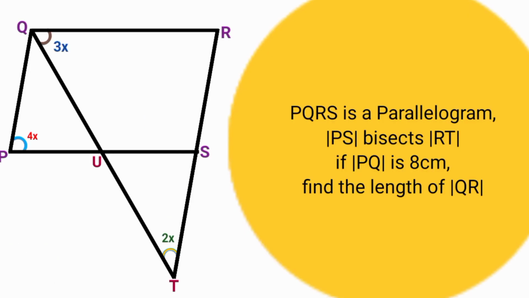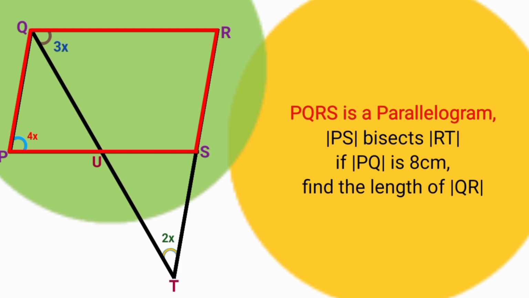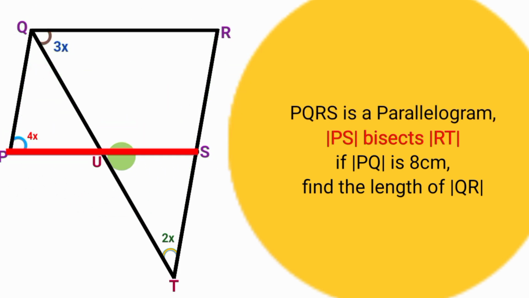Here in this question, we are asked to find the length of line QR. And they say PQRS is a parallelogram, line PS bisects line RT, and line PQ equals 8 centimeters. This is actually a very simple question. There are many procedures you can use to solve this problem, but definitely we can only use one procedure at once.